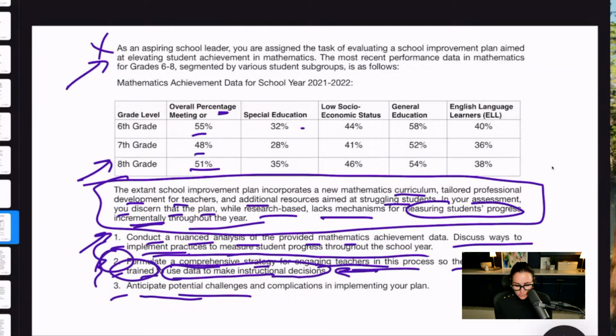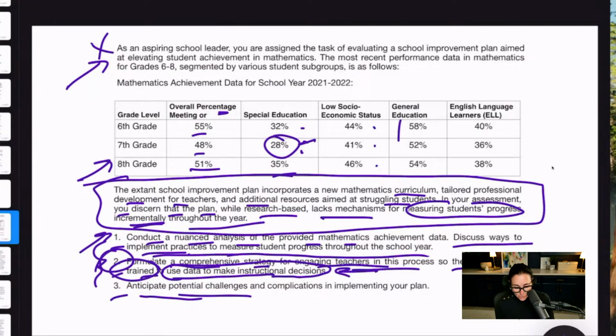Special ed, 32 in 6th grade, only 28 in 7th. We got a problem here. We need to move that. We need to move all of it, but this is kind of standing out. It's something I can summarize. And 35% of special education students meeting proficiency. Low SES, 44, 41, and 46. Okay, slightly higher than our special education kids.